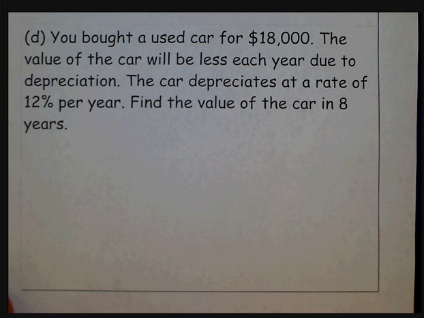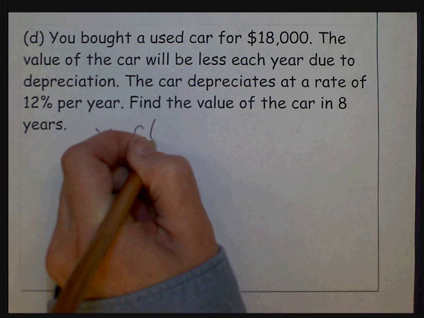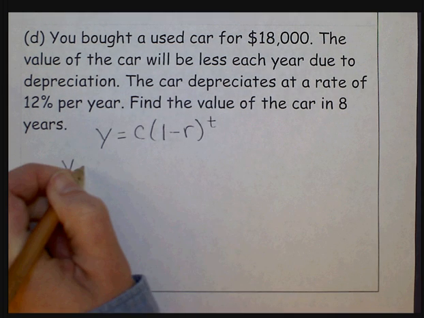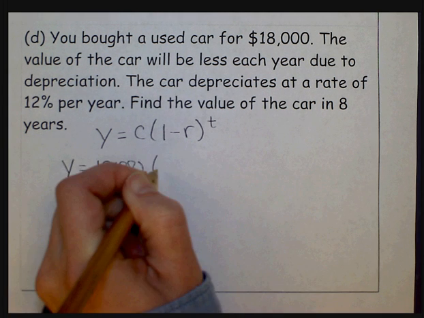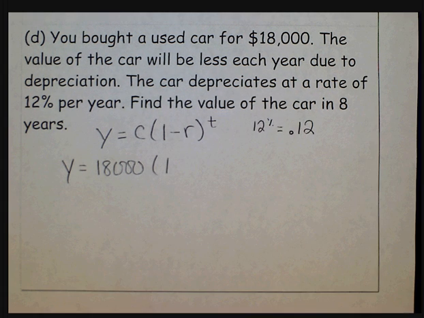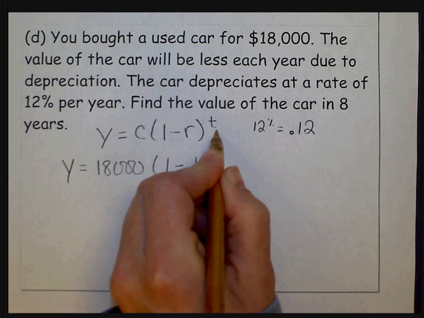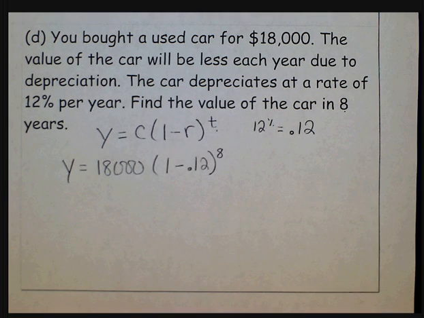This problem says, you bought a used car for $18,000. The value of the car will be less each year due to depreciation. The car depreciates at a rate of 12% per year. Find the value of the car in 8 years. So we're going to use our decay model, which is y equals c times 1 minus r to the t power. So the initial amount of the car is $18,000. The rate is 12%. We have to change that to a decimal, so we're going to move it 2 places to the left, so it'll be 0.12. So minus 0.12 to the t power in years. We're going to do 8 years. So 18,000 times 1 minus 0.12 to the 8th power.